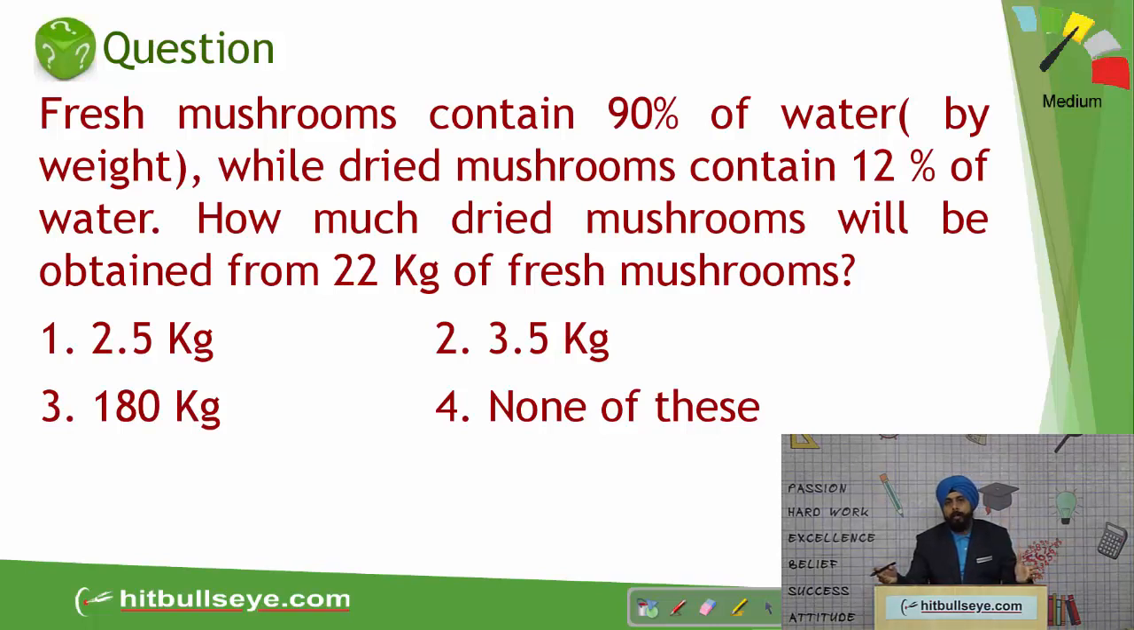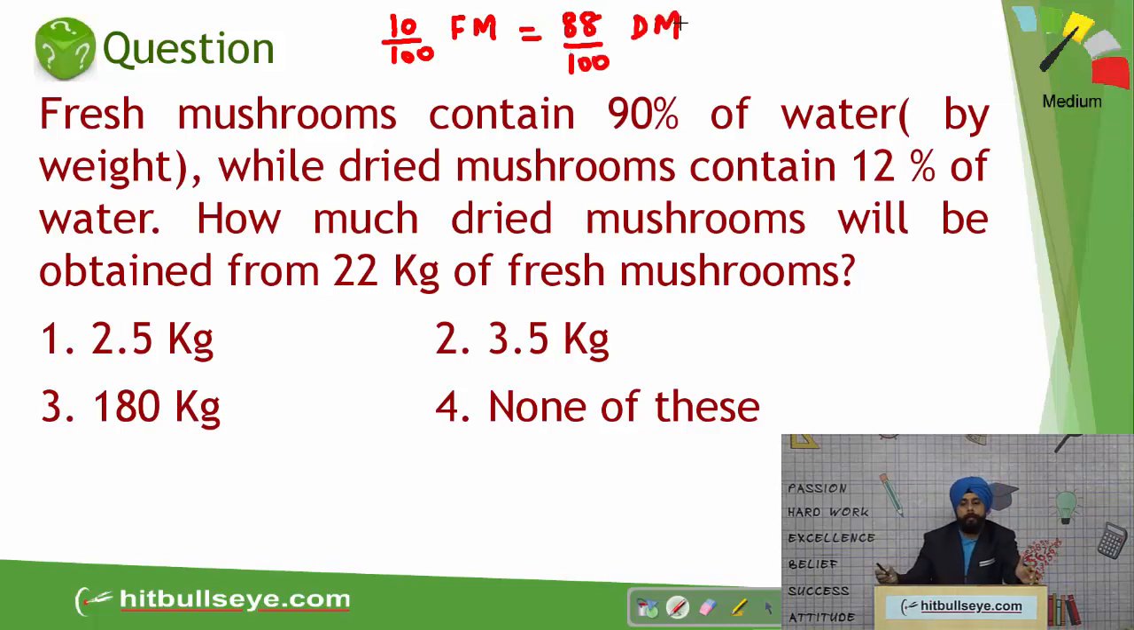The pulp is the important thing in this case. So if fresh mushroom contain 90% water, this means they have only 10% pulp. So 10% of fresh mushroom shall be equal to dried, which have 12% water. That means their 88% is pulp, right?